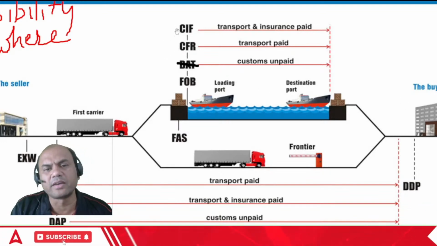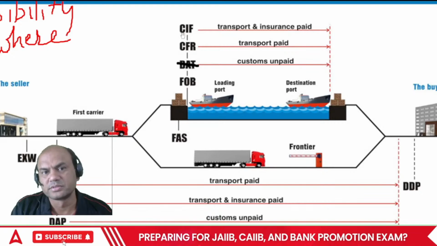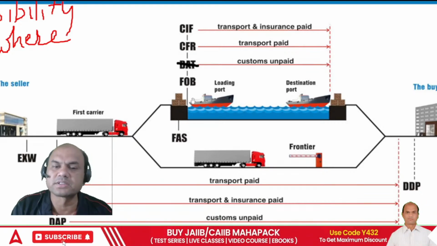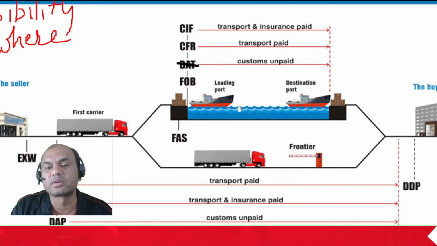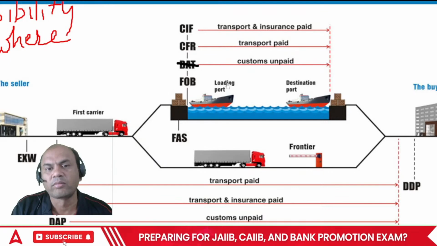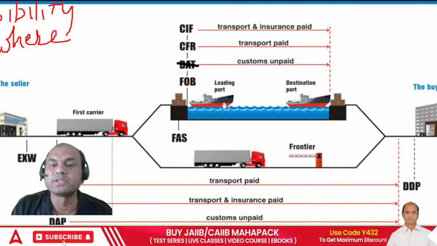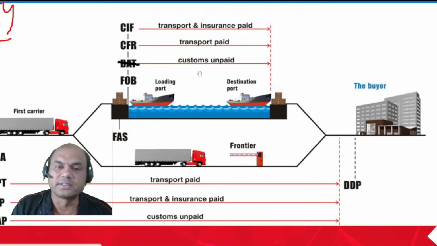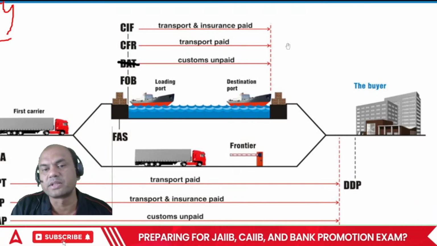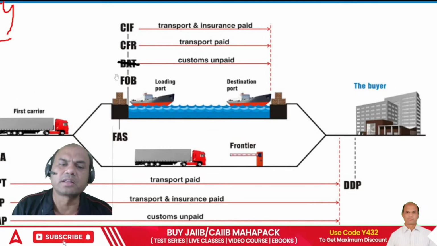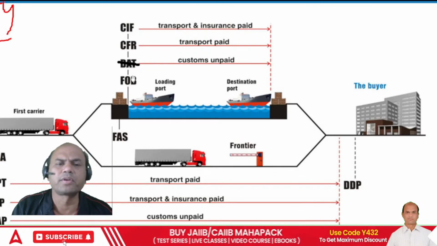CFR is similar to CIF, but insurance is not covered. Cost and freight: cost means manufacturing cost, freight means the ship cost. But if tomorrow the ship faces an accident and the goods sink, the goods are gone. Who will pay for the insurance? There the buyer has to take the insurance. In CFR, the buyer has to take the insurance. In CIF, the seller will take the insurance. Got it? The other one is FOB, free on board. Now, what does free on board mean?